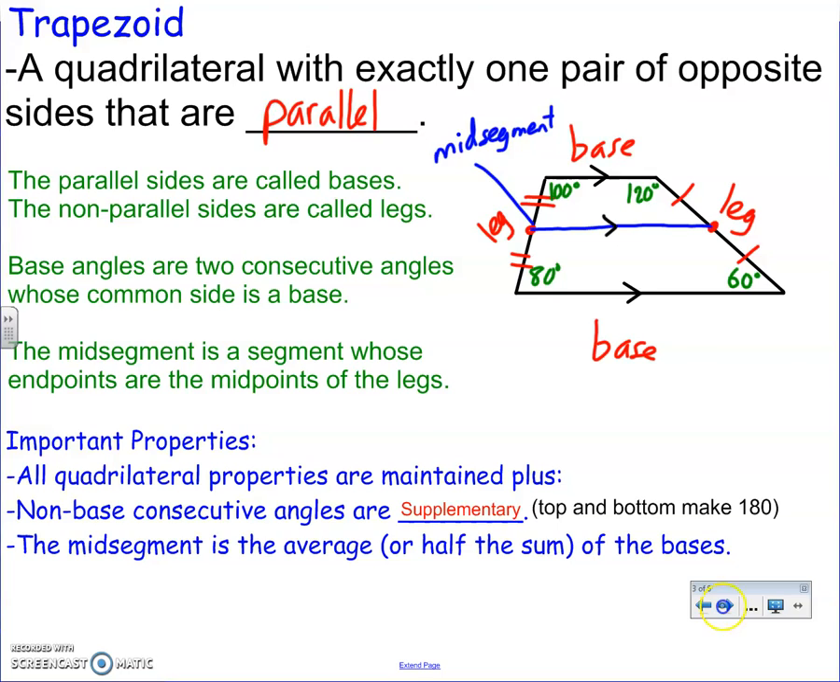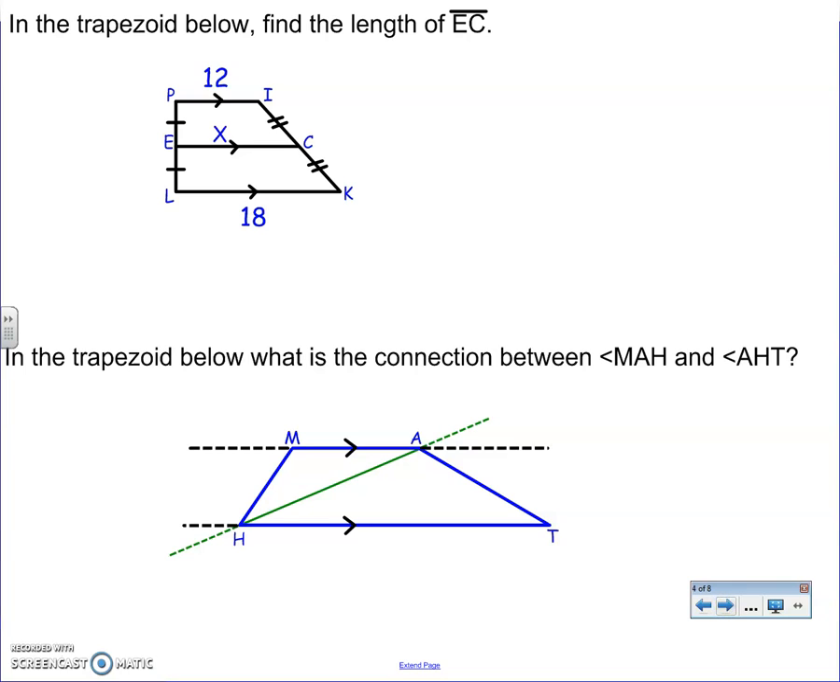All right, let's try a problem. In the trapezoid below, find the length of E to C. So notice E to C is a mid-segment because it's connecting midpoints. C is a midpoint of I to K, and E is a midpoint of P to L. So to find the midpoint, you just find the average. So X is going to equal, you add the top and bottom, and you divide by 2. So average, add all the things up, divide by the total number. So this will be 30 over 2, which is 15. So 15 is the average, or halfway, the middle of 12 and 18.